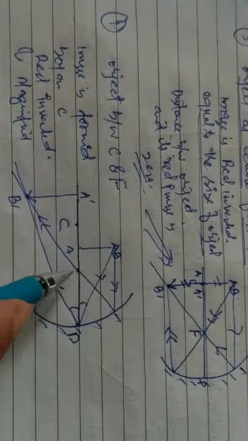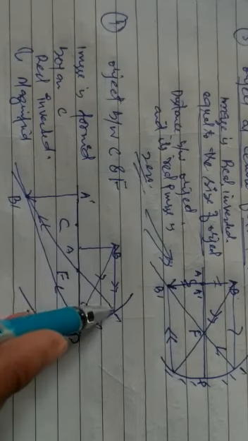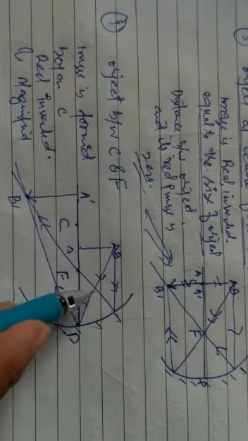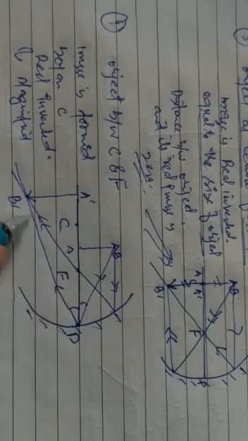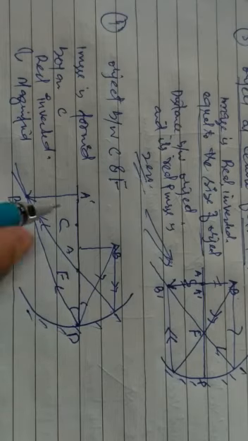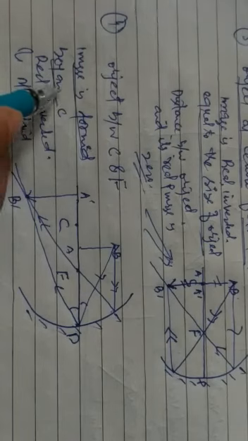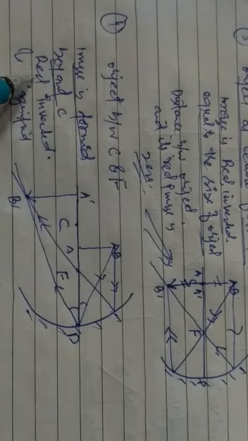Here we had the object in between C and F. One ray I took parallel, one of the rays that falls parallel to the principal axis, and after reflection it moves to the principal focus. Another ray which is incident at the pole reflects such that the principal axis acts as a normal, so they meet at a point B dash. So in this case, the image is formed beyond the center of curvature. Image is formed beyond C, real, inverted, and magnified.